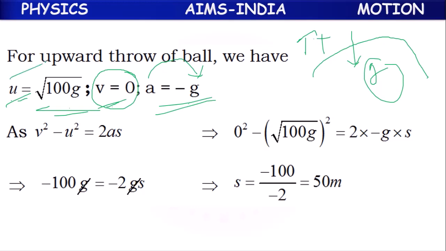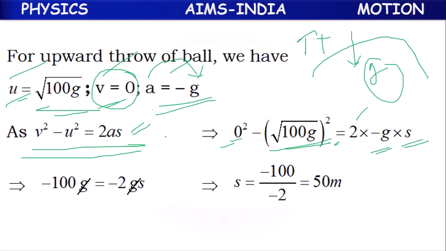So now we have u value, we have v value, we have a value. We have the formula v square minus u square equal to 2as, or 0 square minus u value root of 100g whole square equal to 2 into, in the place of a, we can keep minus g, into s. So 0 square means 0. Square root cancel. Minus 100g equal to minus 2gs. G cancel. Minus minus cancel. Or we can divide like this. S equal to minus 100, this minus 2 will come here, minus 100 by minus 2, which is equal to 50 meter.